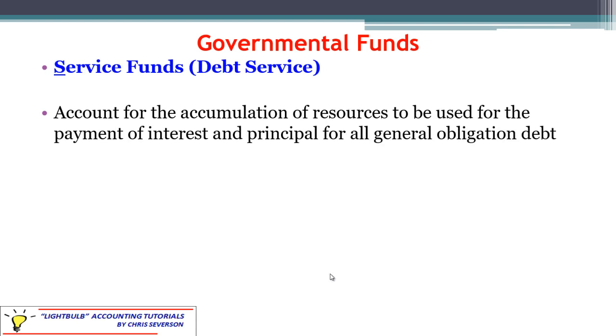Now, the debt service funds, this is where you're putting money. Again, this could transfer out of the general fund into the debt service fund. It's where you're trying to track the money that you're setting aside to pay off principal or interest for general obligation debt. So you're just tracking the money so you know you have it there. You're going to pay the debt off with it. That's what this account's all about.